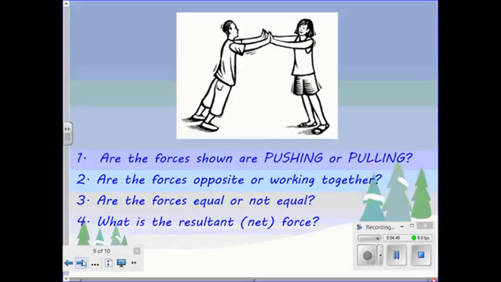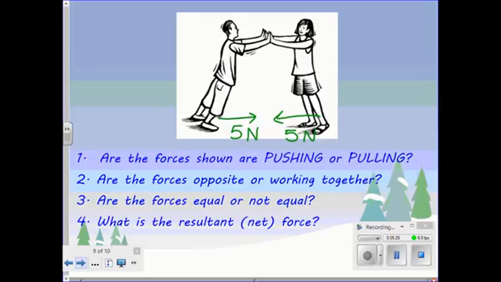So in this image, we have 2 students that are pushing against each other. So if they are pushing against each other, are their forces opposite or are they working together? Opposite. That's correct. Very good job. Okay, so are their forces equal or not equal? Now think about the fact that they are not tipping over. Neither one of them is tipping over. Therefore, the forces are equal, and the resultant net force will be subtracted. So it will be a 0 because 5 minus 5 is 0.